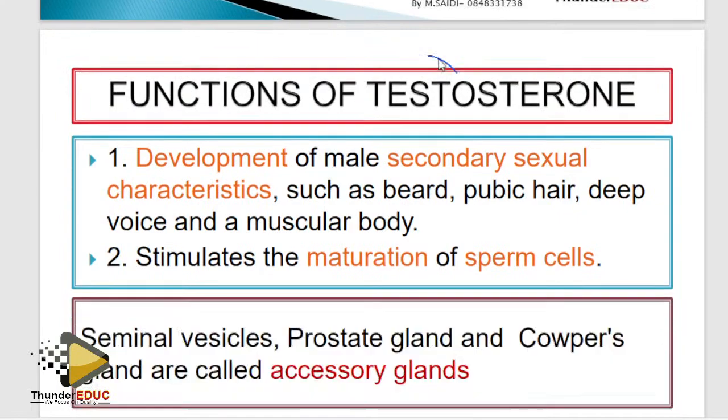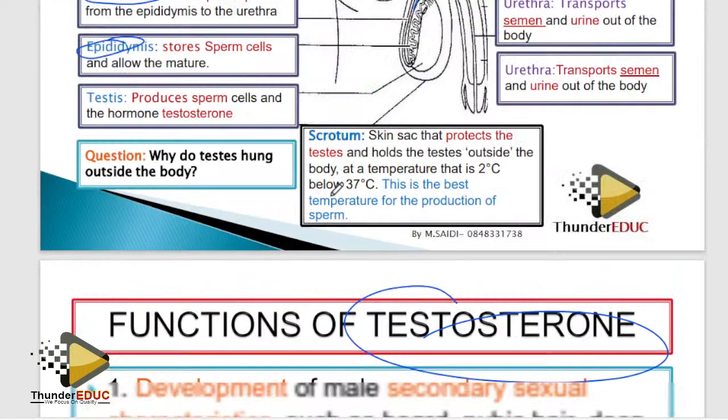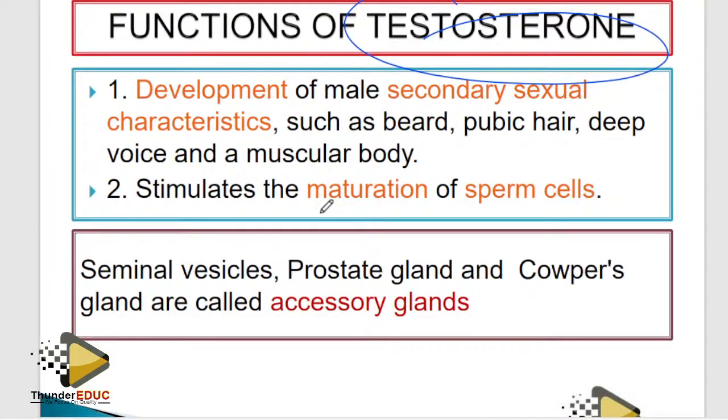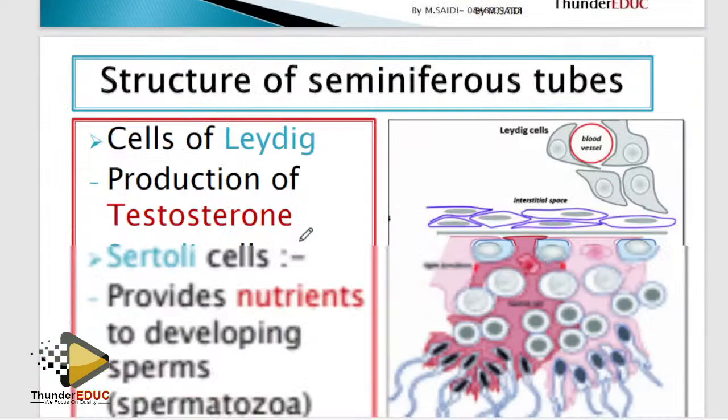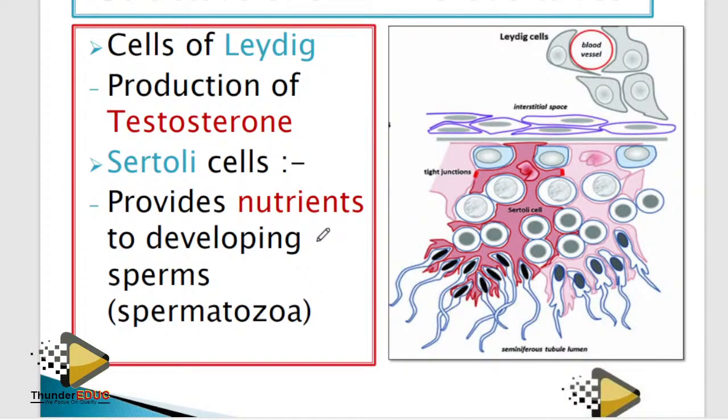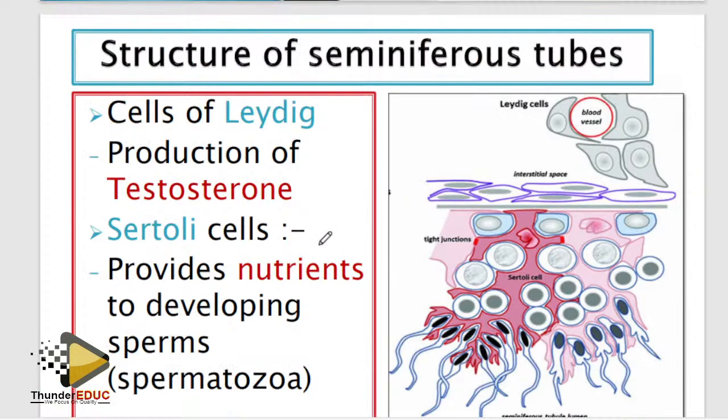Testosterone is the hormone which is produced from the testes. Testosterone has two functions: secondary sexual characteristics and maturation of the sperms. All right. Now, here you only need two things: the cells of Leydig and the Sertoli cells. What is the function of the cells of Leydig? It is to produce testosterone. Simple. Testosterone is produced by the cells of Leydig.